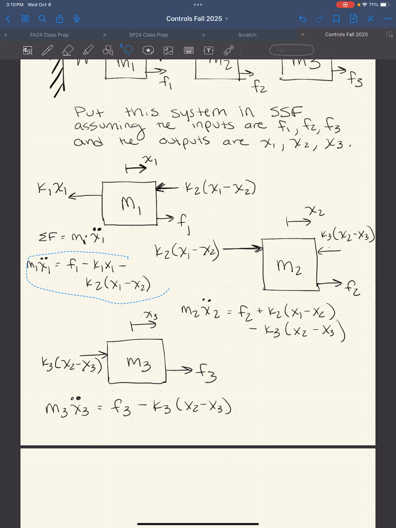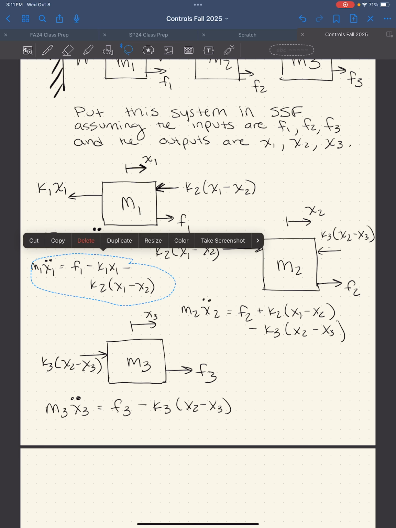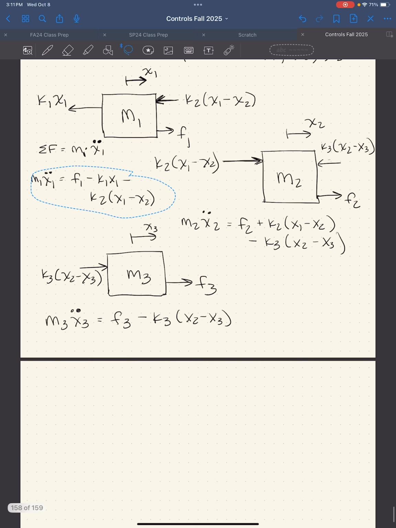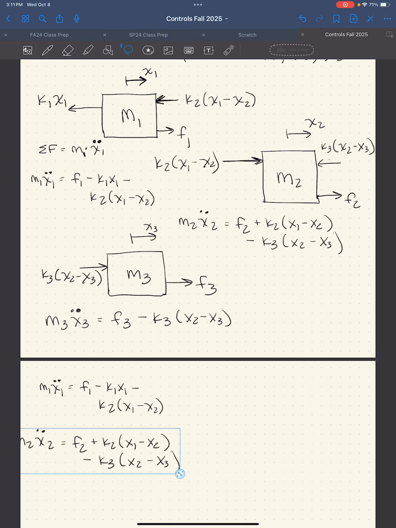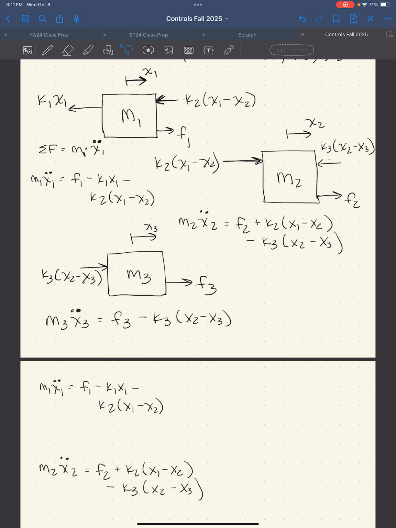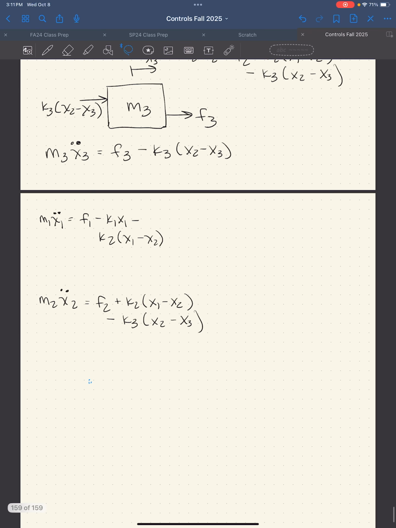I'm going to collect these and then put them on my new page, and then we're going to rearrange them a little bit. I'm going to put that one there. Put that one there. Paste.